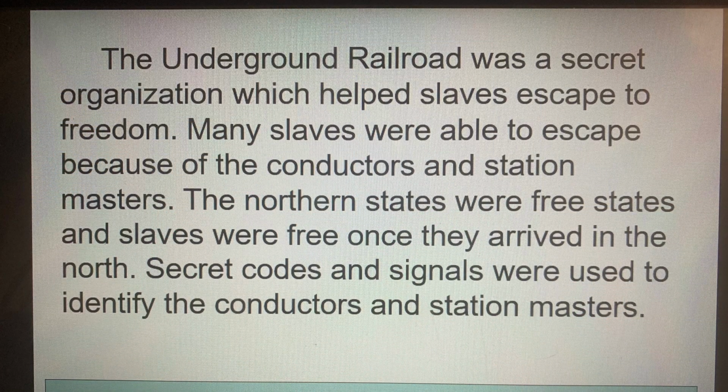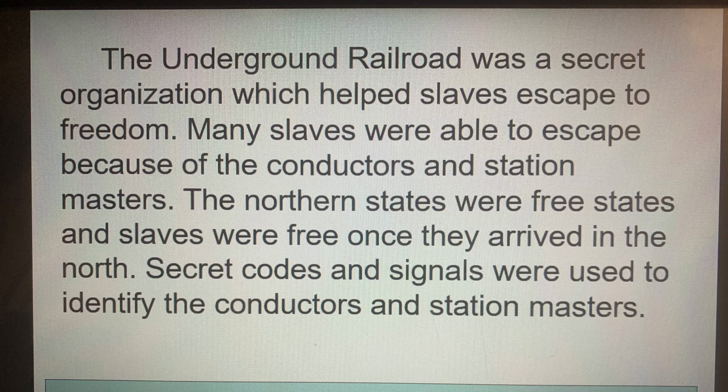Let's look at our first example. The Underground Railroad was a secret organization which helped slaves escape to freedom. Many slaves were able to escape because of the conductors and station masters. The northern states were free states and slaves were free once they arrived in the north. Secret codes and signals were used to identify the conductors and station masters.